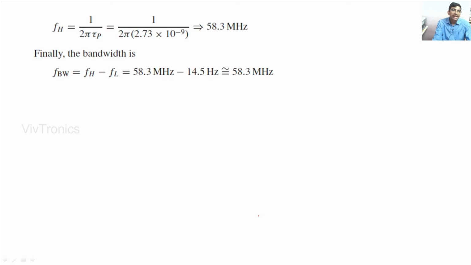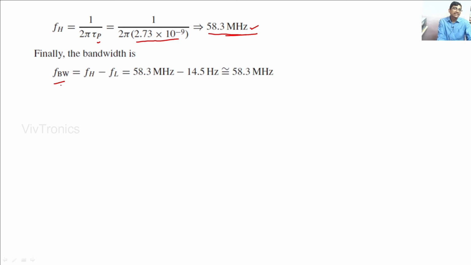Now we are going to get the higher corner frequency FH, which is equal to 1 by 2 pi tau p, that is, 1 by 2 pi times tau p. After substituting the value of tau p, we get 58.3 megahertz. That is the higher corner frequency.